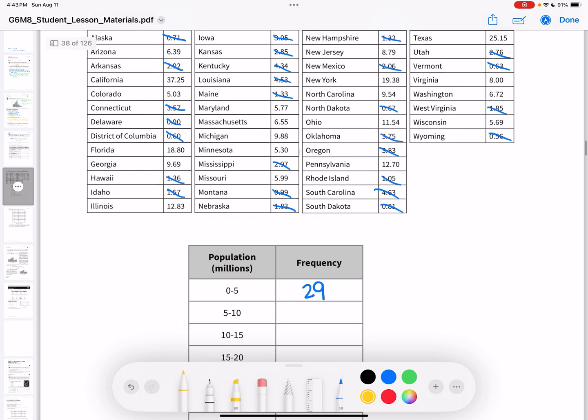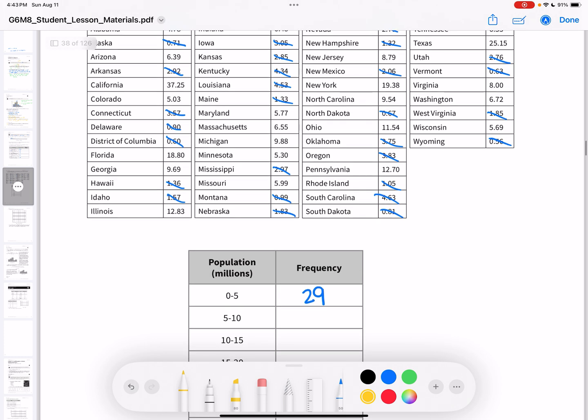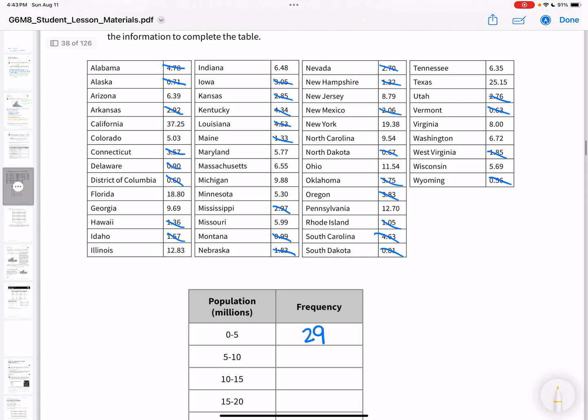All right, let's do 5 to 10. 1, 2, 3, oops, I missed one. 4, 5, 6, 7, 8, 9, 10, 11, 12, 13, 14, 15. Alrighty.